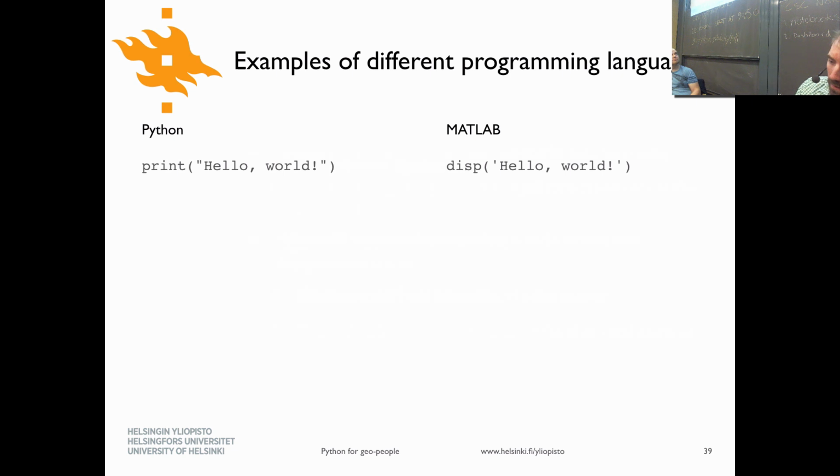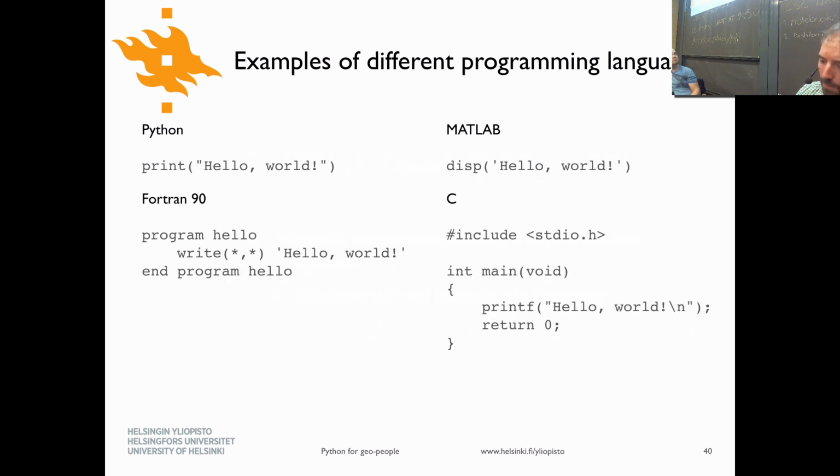If we go back here, for those who've dealt with MATLAB, print is the same as using disp in MATLAB, so display, and then looks quite similar. If you've done Fortran, you would do the same thing here in a simple program to write hello world, and in C, things look a little bit more complicated, but each one of these programs would write the same thing to the screen. It would print hello world when you run the program.